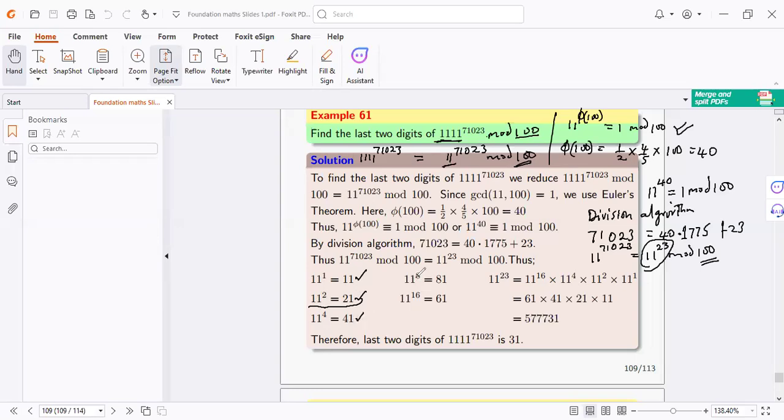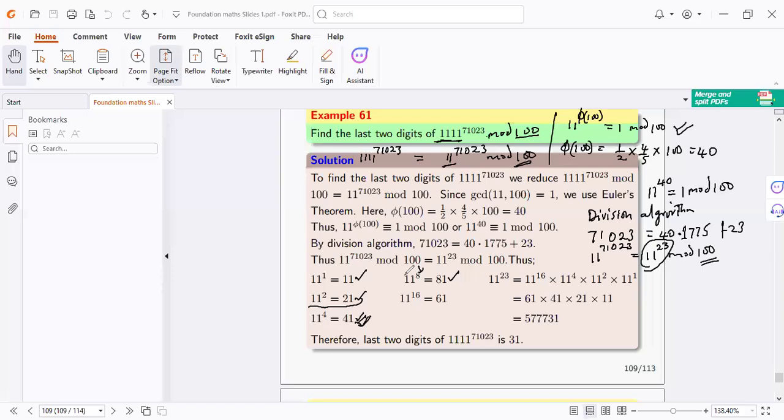And then 11 raised to 8, you want to go up to 11 raised to 23. 11 raised to 8, you square this 41, divide by 100, the remainder will be 81. 11 raised to 16, again, to get 16, we've squared 8.